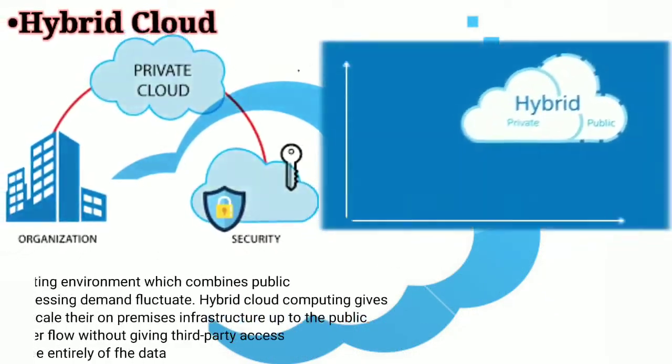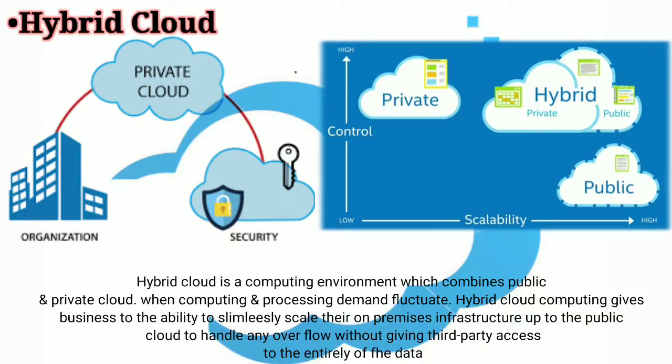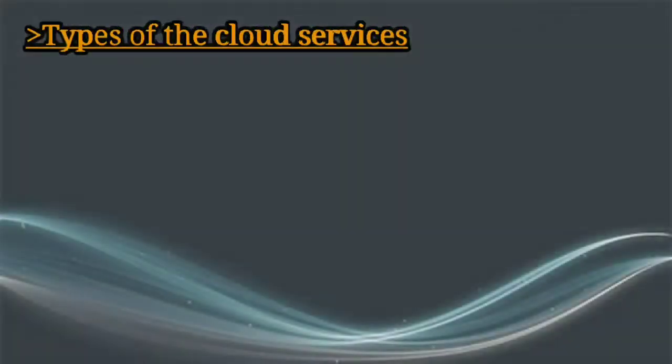Now let's go to the hybrid cloud. Hybrid cloud is a computing environment which combines public and private cloud. Computing and processing demand fluctuate. Hybrid cloud computing gives businesses the ability to seamlessly scale their on-premises infrastructure up to the public cloud to handle any overflow without giving third-party access to the entirety of the data. So these are the types of cloud computing.